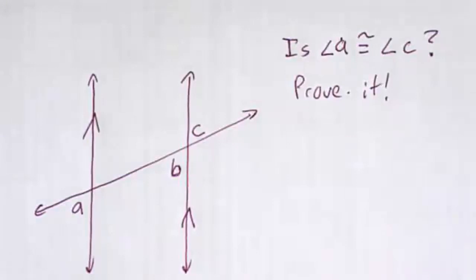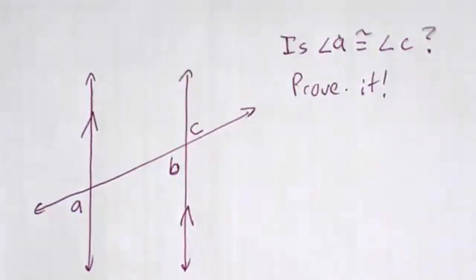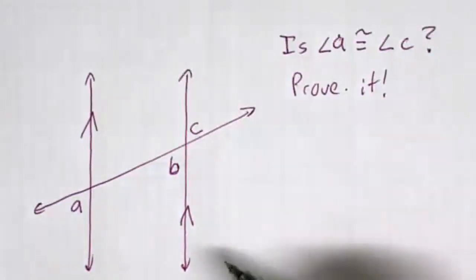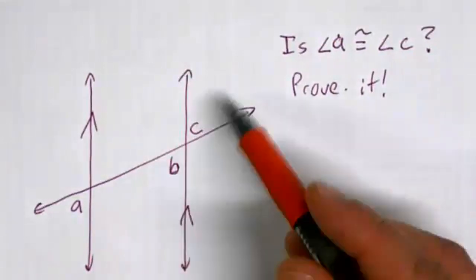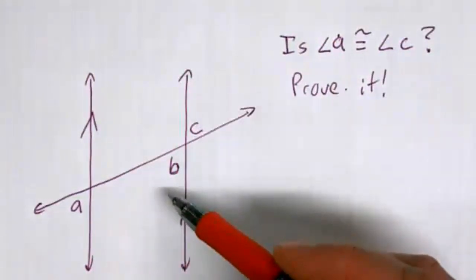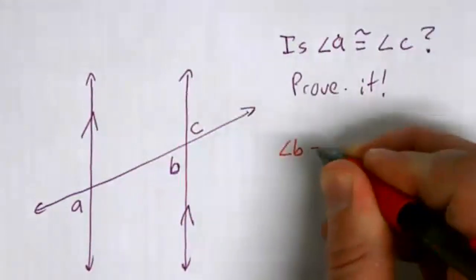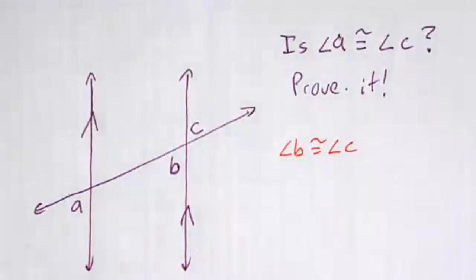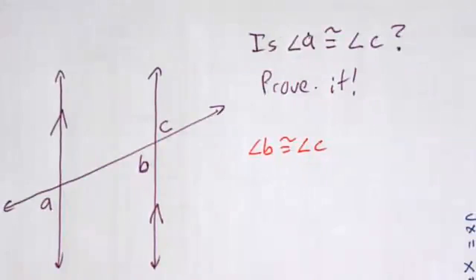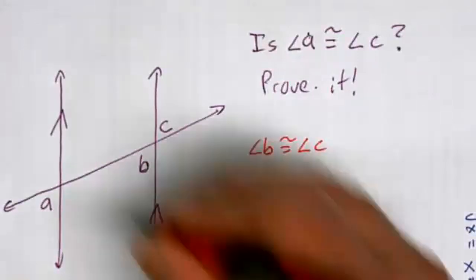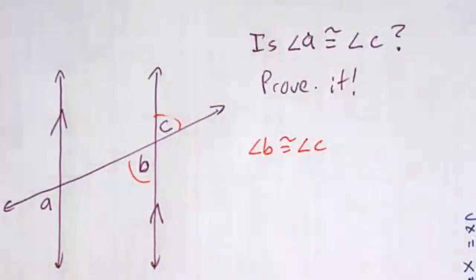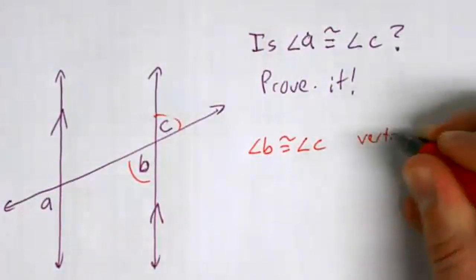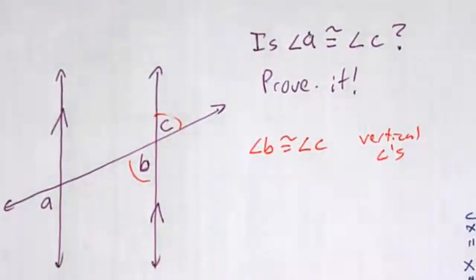All right, so let's lay it out piece by piece. If I were starting this up, I might start with B and C because we know they're vertical. We don't need any other information to tell us that angle B is congruent to angle C. So if this were a proof, I would write that as my first step. And when we do proofs, we always have to have a reason. How did we know that B and C were congruent? Vertical angles. And vertical angles are always congruent. That's a property of vertical angles.